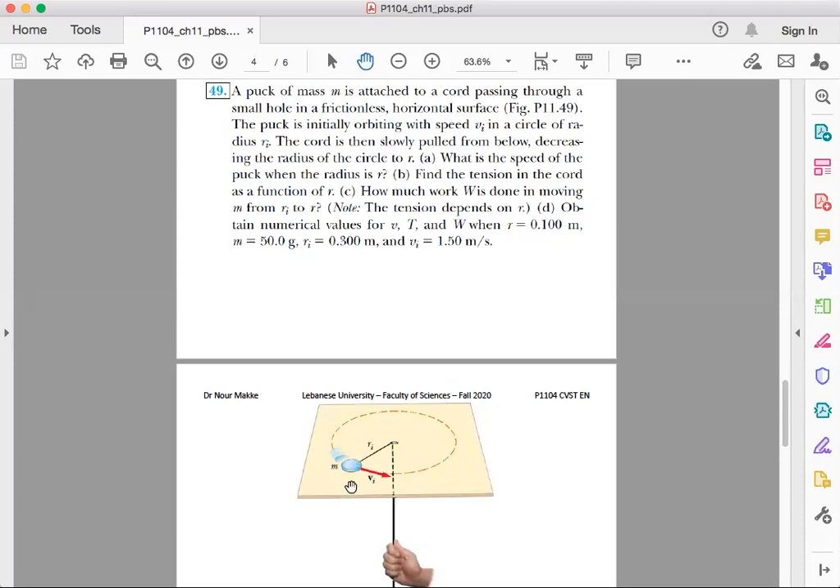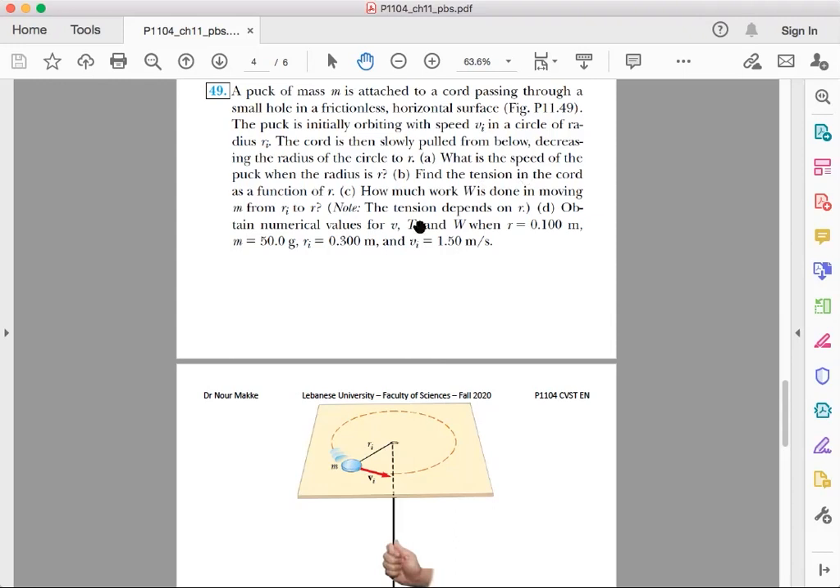So here is our puck, which is of mass m. Originally, it was rotating about the point through the hole, with radius ri for the circle and with speed vi. Now, after this string was slowly pulled down, the radius of the circle along which this m was moving is no longer ri, but it's r. The question is, what is the speed of the puck when the radius is r?